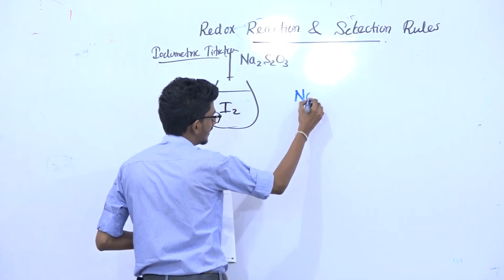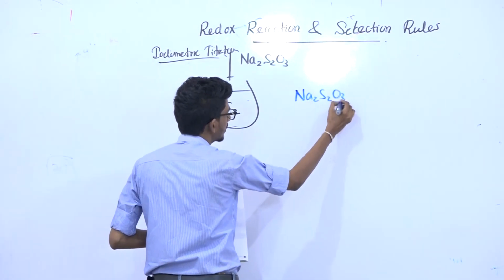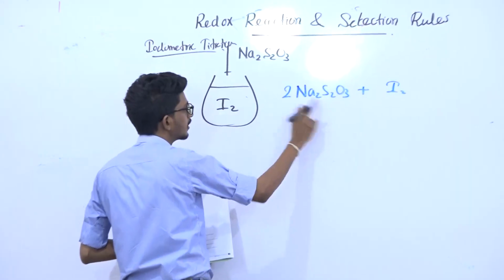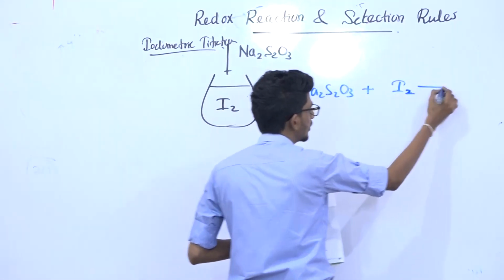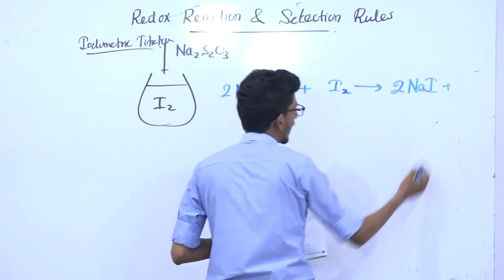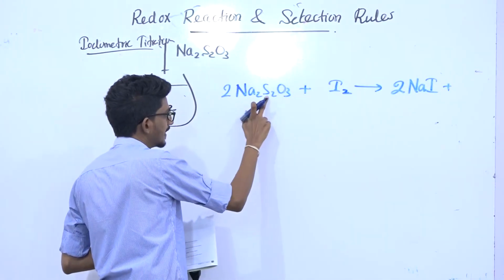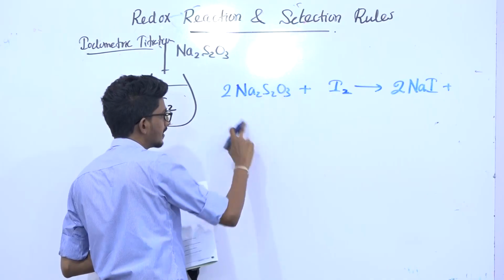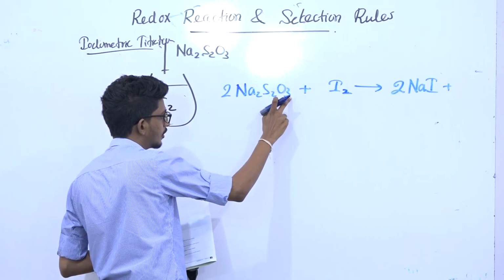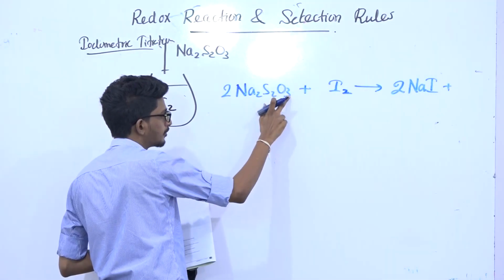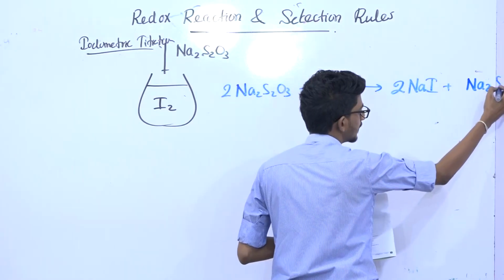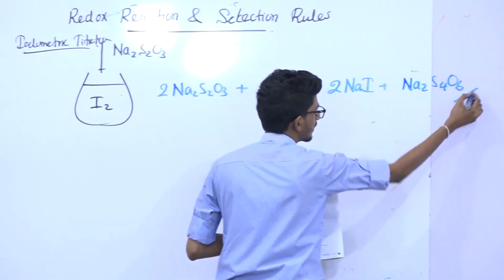So Na2S2O3 reacting with I2, basically two of these, right? Two of Na2S2O3 reacting with I2 to produce two of NaI. And the sulfur and the oxygen guys will multiply by 2. S2O3 now comes as S4O6, right? So Na2S4O6. That is the reaction.